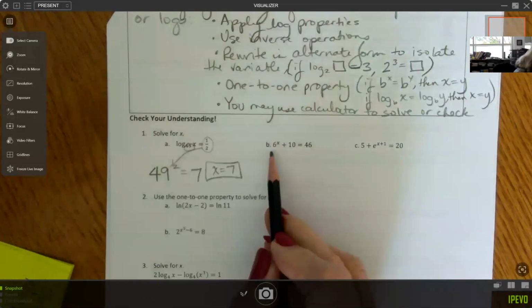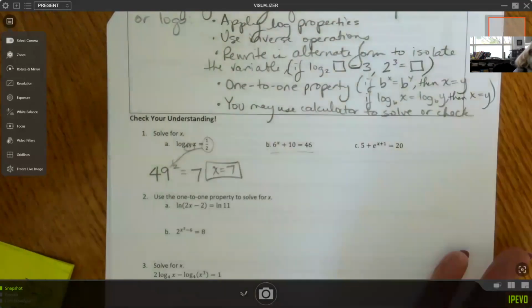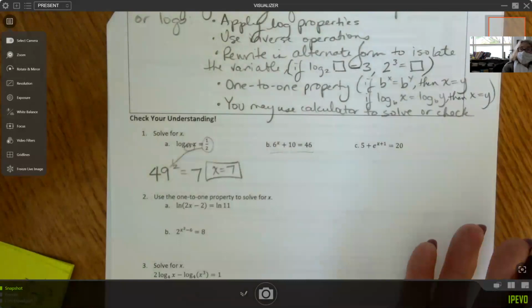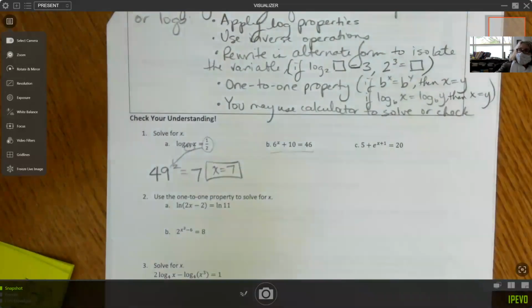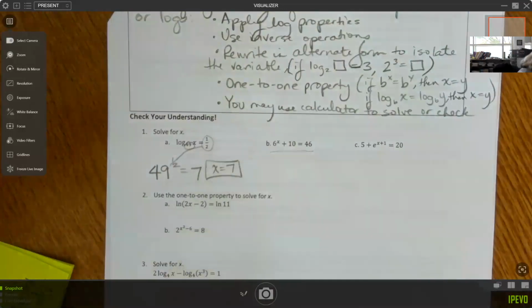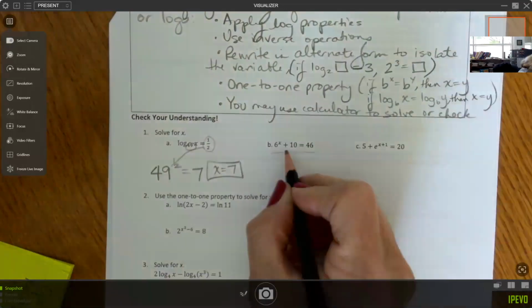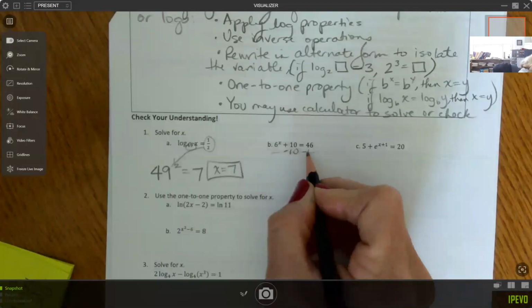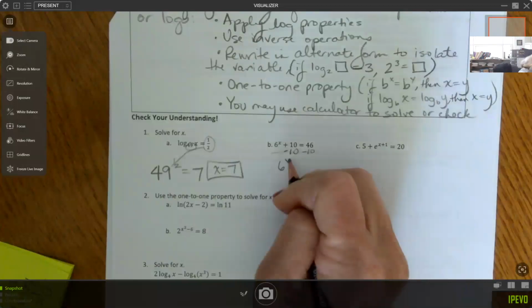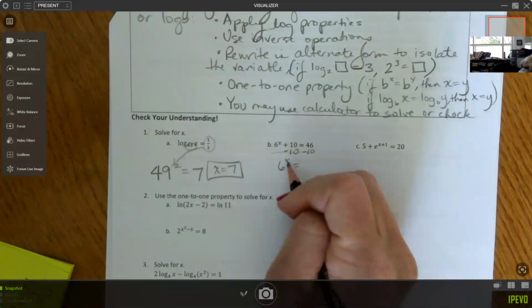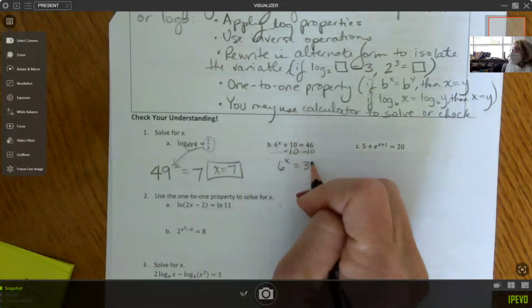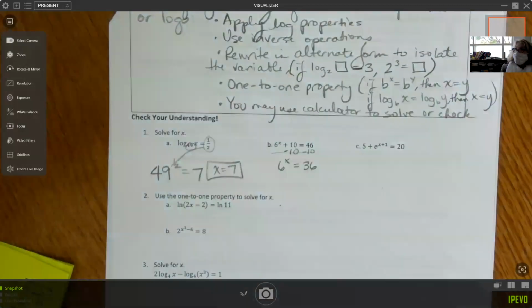Now this looks intimidating, I think. 6 to the x plus 10 equals 46. But if you just say, okay, I'm just going to get the x by itself, right? So the first thing I'm going to do is subtract 10 from both sides. Okay, now I have the super friendly 6 to the what equals 36, right? Just by subtracting the 10 from both sides, now it's super friendly. 6 to the what power equals 36? 2, right? 6 squared is 36.